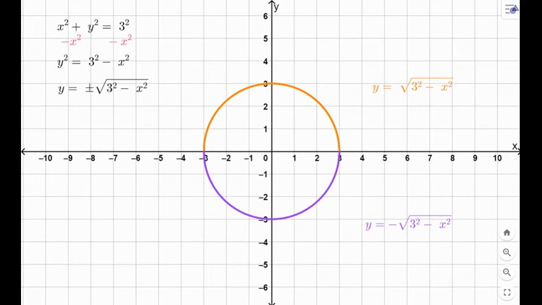So to get the equation of a semicircle, we need to change the circle's formula to y equals, and then it's either a positive square root for the top half or a negative square root for the bottom half. We can see that that continues to work even as we change the radius.